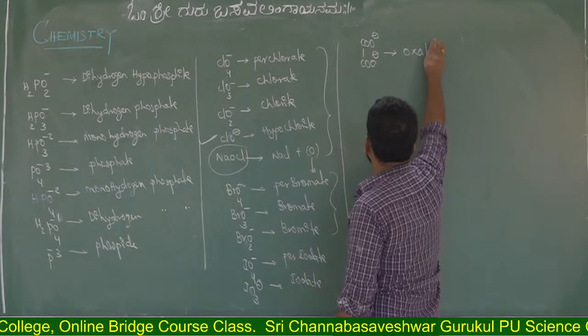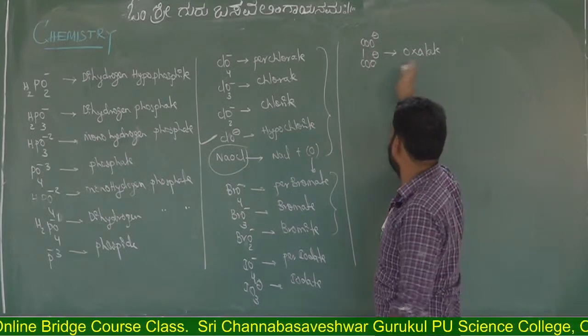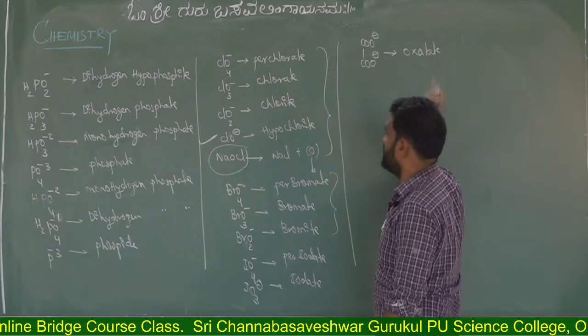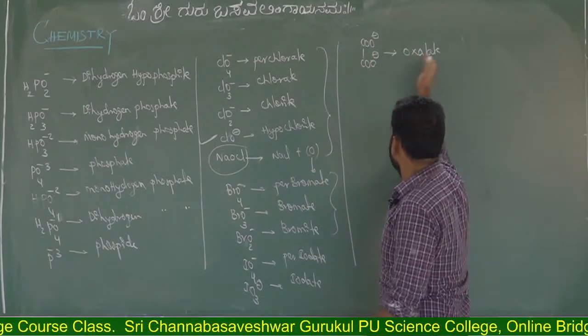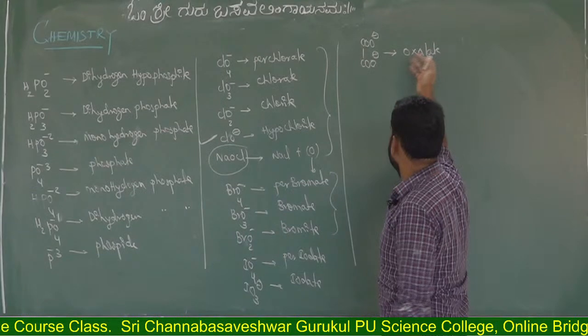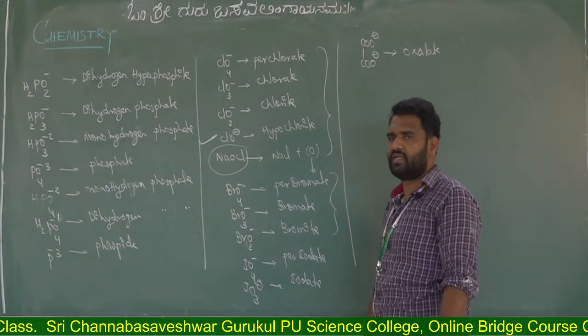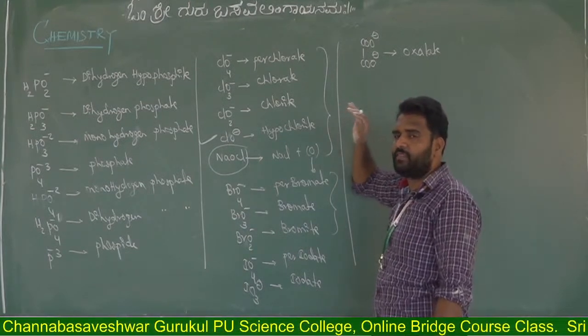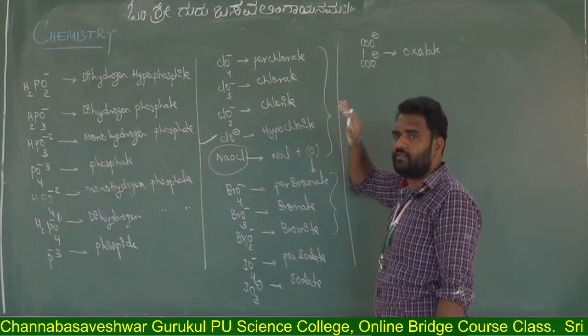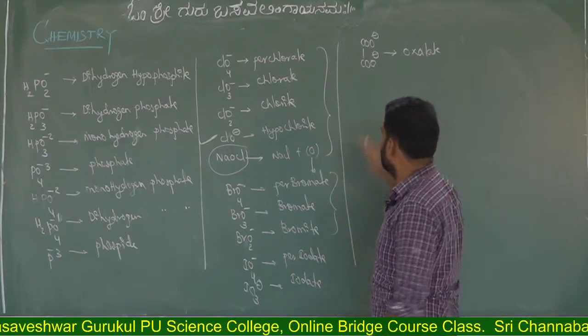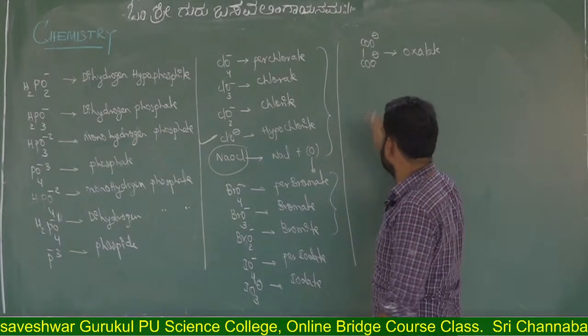Oxalate means COO minus, COO minus. This is what oxalates are. Actually, oxalates are important: calcium oxalate, potassium oxalate, magnesium oxalate. Calcium oxalate is an important compound which will form stones in the kidney. In the kidney you will get oxalate stones.